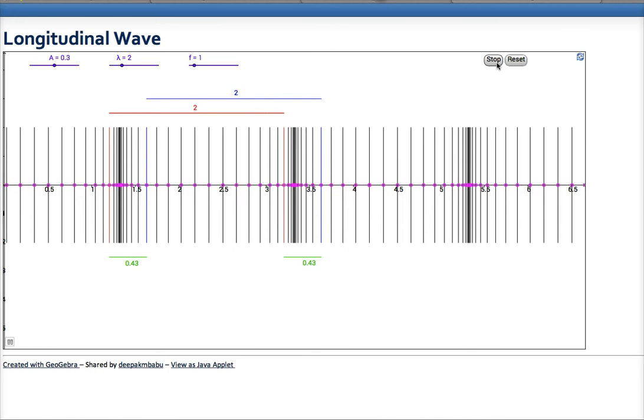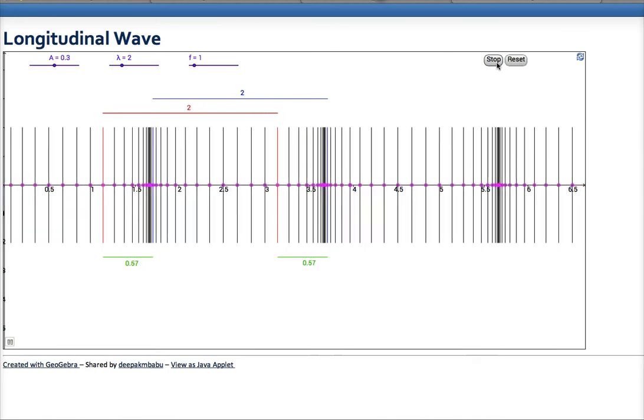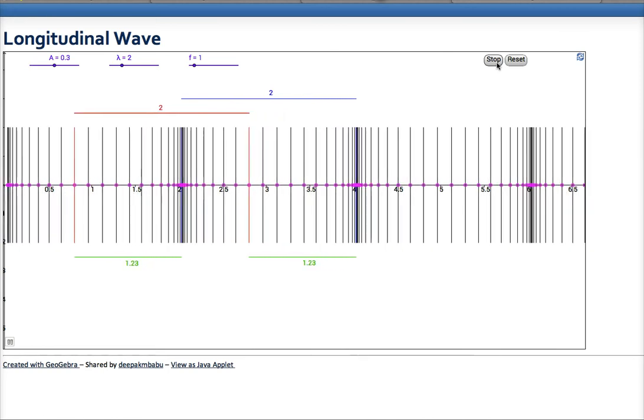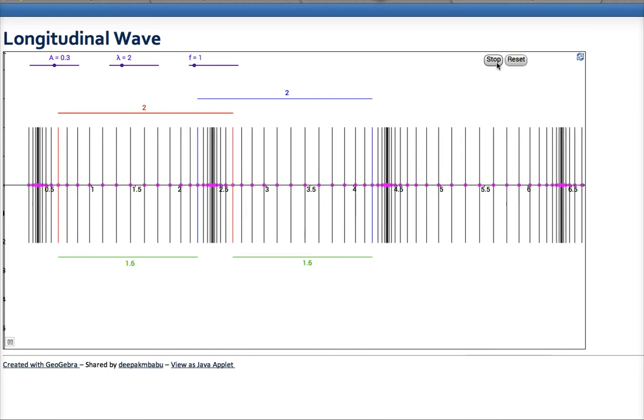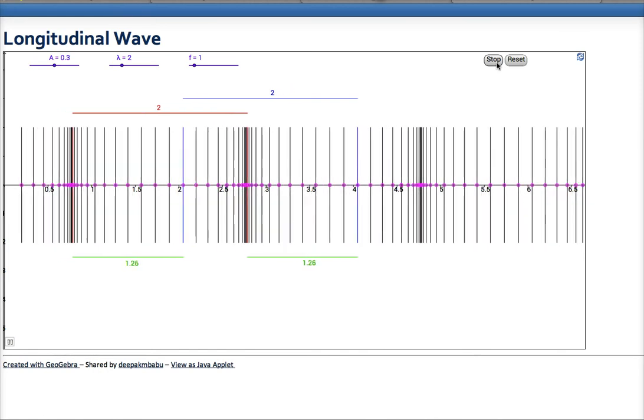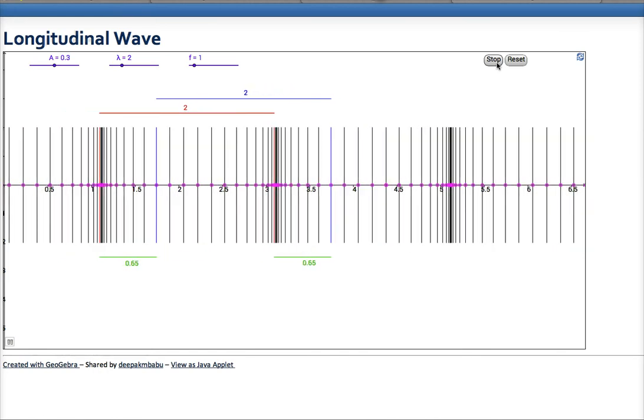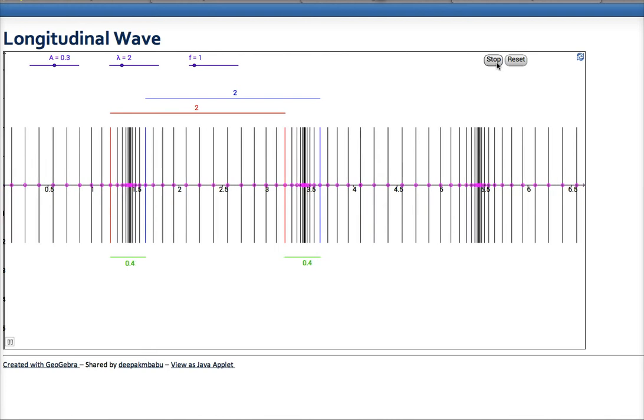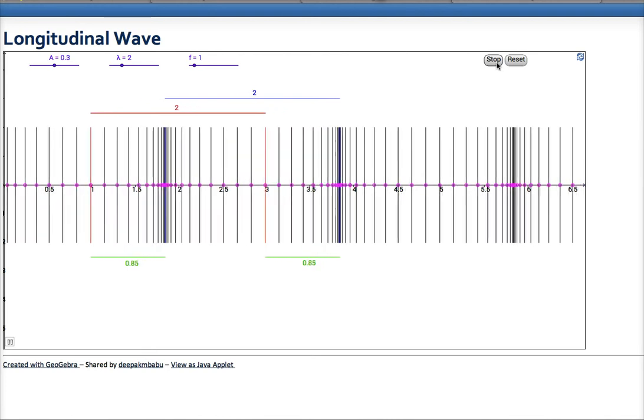Okay, very good. So therefore, in a longitudinal wave, the direction of vibration is parallel to the direction of propagation of the wave itself. Okay, that's the important point.